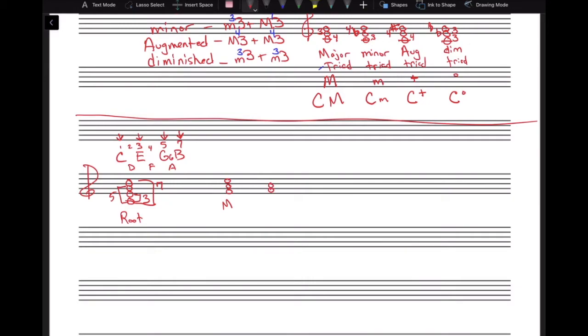F, A flat, C is minor. F, A, C sharp is augmented. F, A, C, and lower both of those. F, A, C flat. That's going to be diminished. Okay. So those are the four primary types of triads that we're going to deal with.